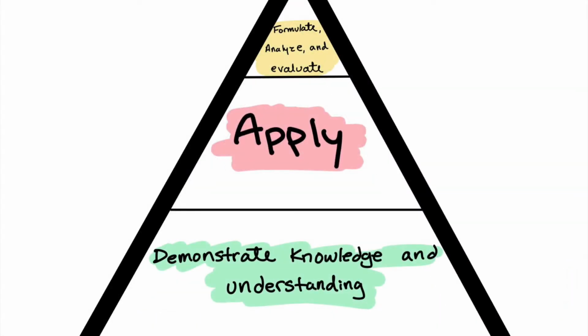This video will be structured around the assessment objectives IB has laid out for its biology courses. They are represented on this triangle in order to represent their hierarchy in terms of their level of depth. We will begin by defining these objectives.